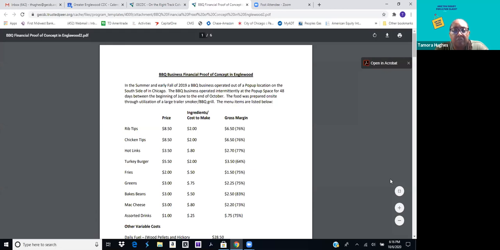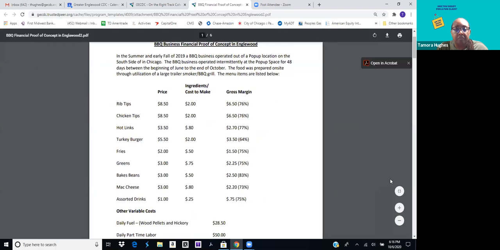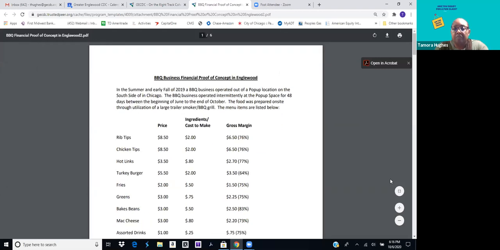The base for this is really a barbecue business, okay? That's what this is about today. And so what we wanted to understand right off the bat is, what is the proof of concept for this business? And so we looked at what the business's performance was in a pop-up store last year, in 2019, okay? And the pop-up store did very well, all things considered. This was kind of a seasonal thing.